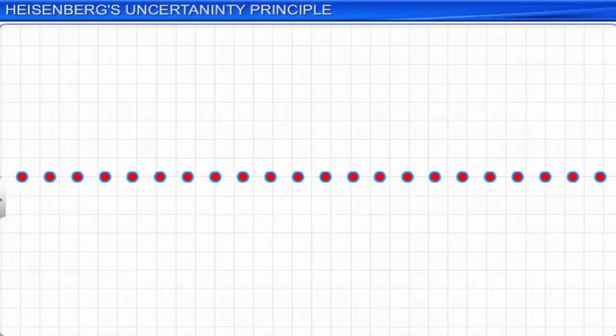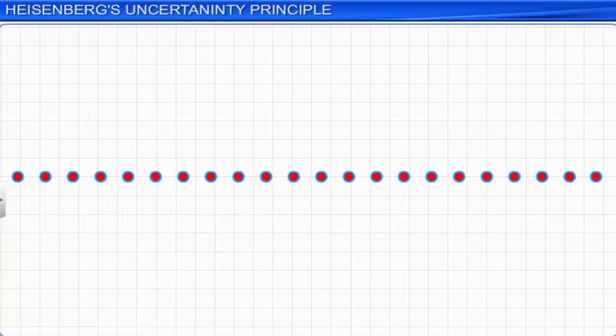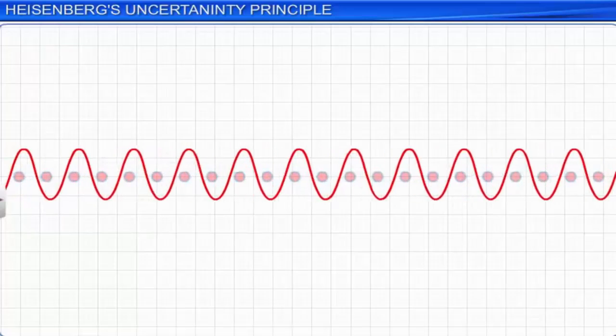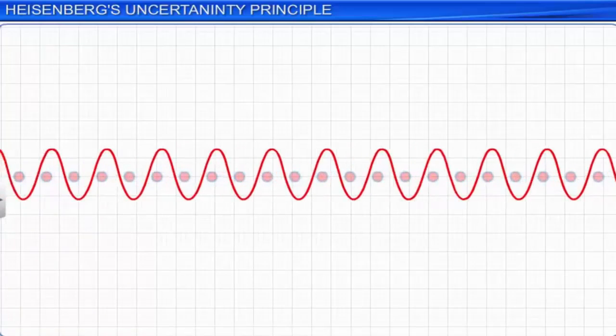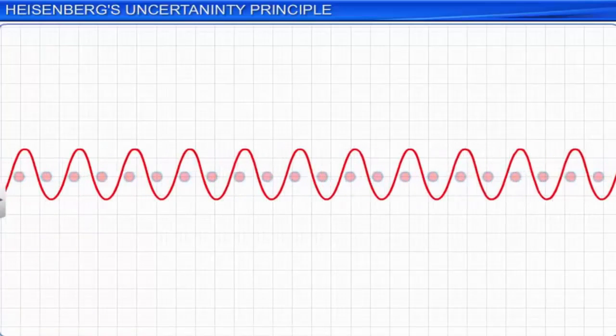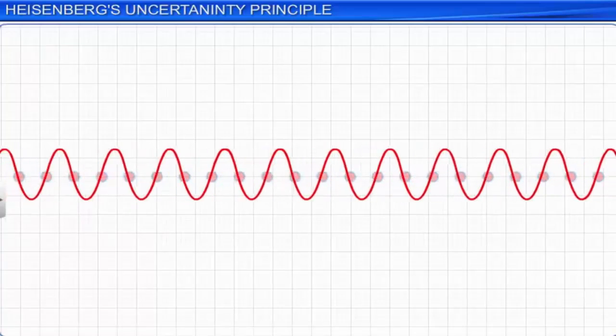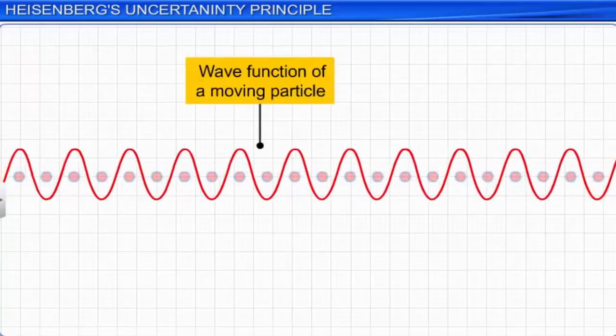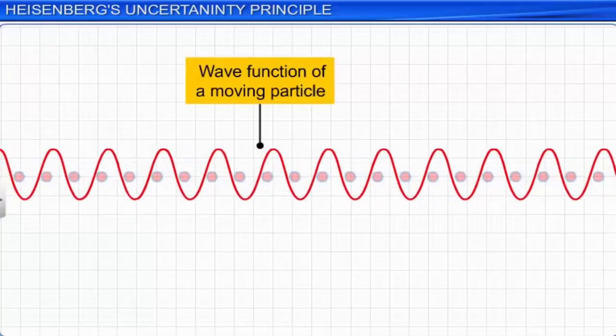According to de Broglie's dual nature theory, every moving particle, be it an electron, proton, etc., is associated with a wave nature. Such waves are known as matter waves. So, for a particle moving in a one-dimensional space, say along the x-axis, the wave function can be represented by the sinusoidal function as shown.